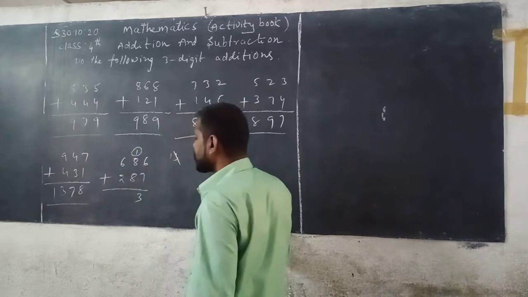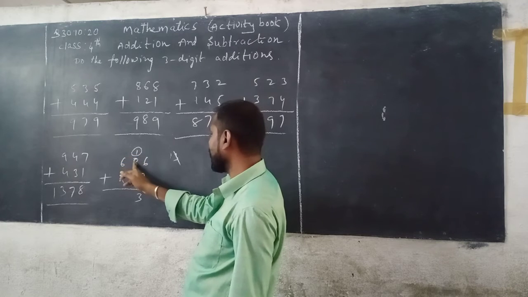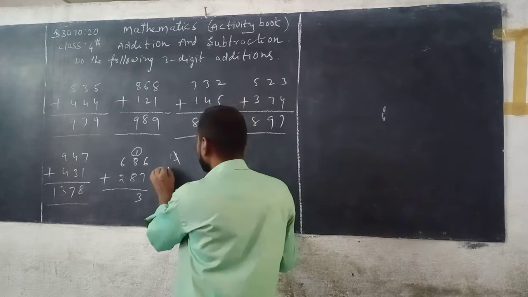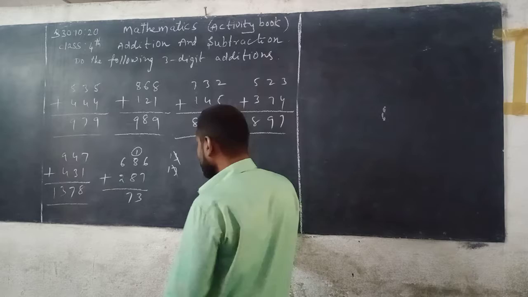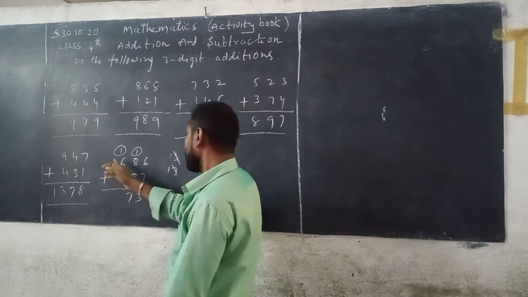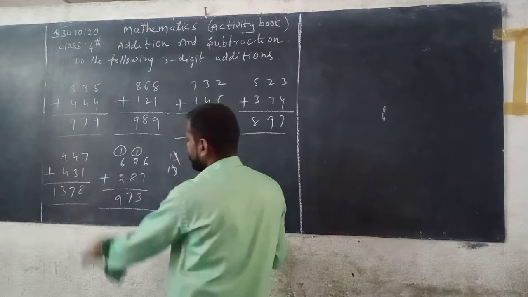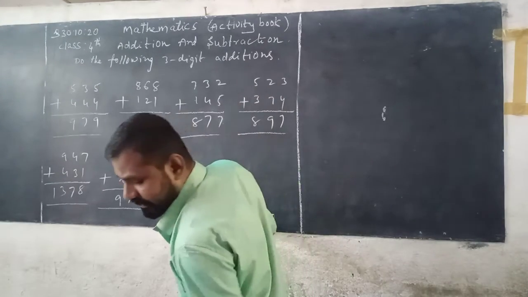Next add the digits in tens place along with the carry. Here 1 plus 8, 9. 9 plus 8, 17. 7 is taken. Write down in tens column and 1 is carried to hundreds place. Next add the digits in hundreds place along with the carry. That is 1 plus 6, 7. 7 plus 2, 9. Now here sum is equal to 973.